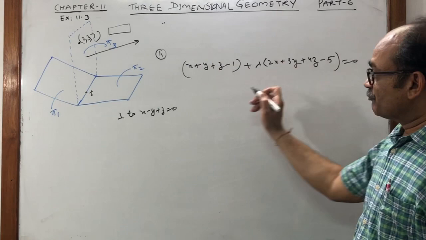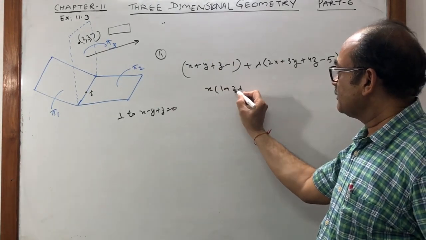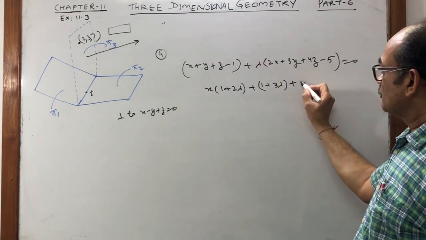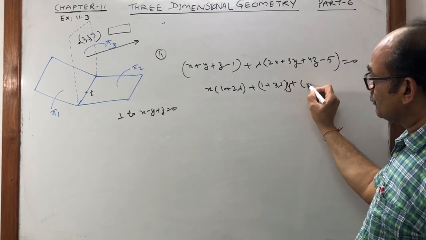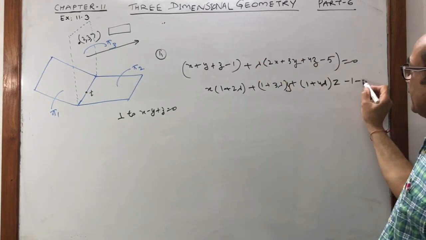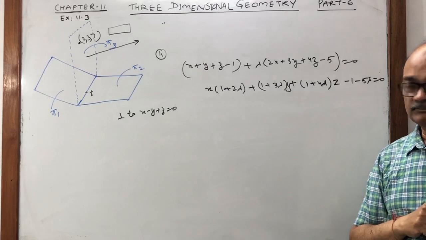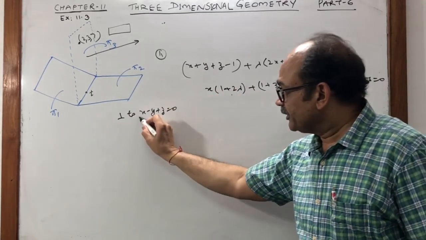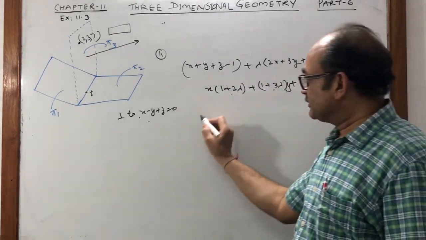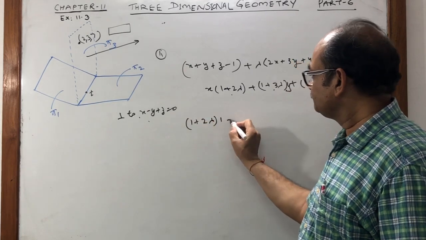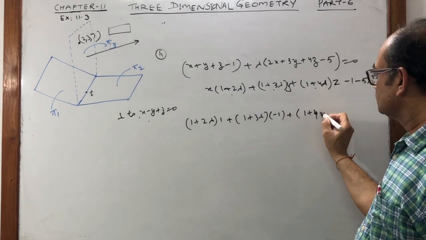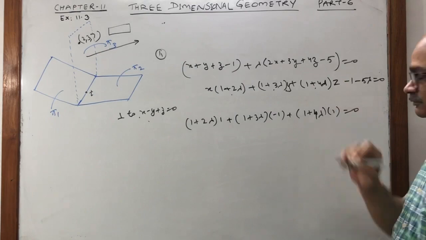So first we collect the coefficients of x: 1 plus 2 lambda, 1 plus 3 lambda, and 1 plus 4 lambda, then minus 1 and minus 5 lambda, equal to 0. This is a1, a2, b1, b2, c1, c2 equals 0. So start with (1 plus 2 lambda) into 1, (1 plus 3 lambda) into minus 1, (1 plus 4 lambda) into plus 1 equals to 0.